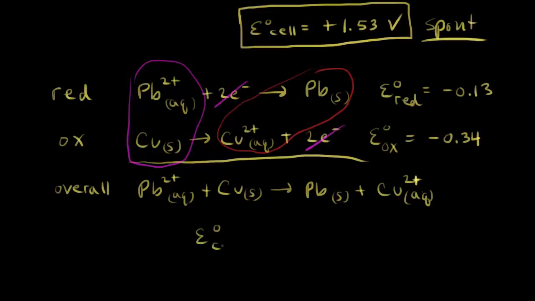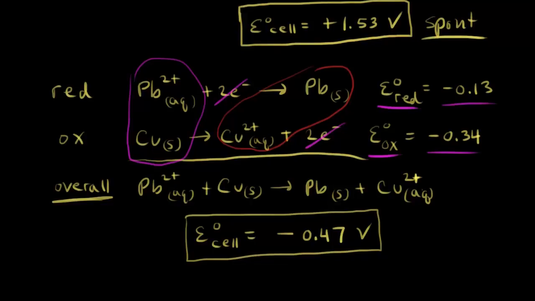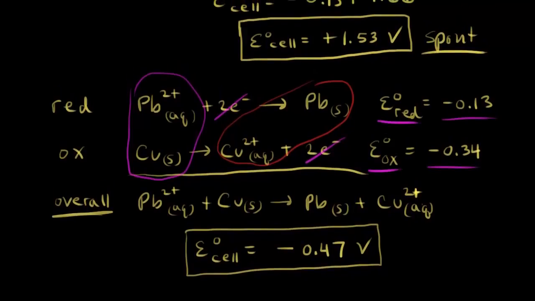All right, let's calculate the standard cell potential. To find the standard cell potential, all we have to do is add the standard reduction potential and the standard oxidation potential. So what is negative 0.13 plus negative 0.34? That's equal to negative 0.47 volts. So the standard cell potential for this overall reaction is negative. And since the standard cell potential is negative, we know this is not a spontaneous reaction. So let me write that in red here. So this is not a spontaneous reaction.